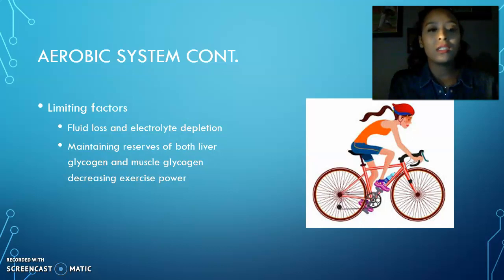All of these systems are interchangeable, and the exercise will determine which one is predominant. For example, if you are the quarterback in a football game, throughout that game you're probably going to be interchanging all three of these systems depending on what you're doing at that specific play. If I'm throwing a football, at that moment it's a short duration but high intensity, a lot of power is going to be used, so I'm going to be using the ATP-PCR system.